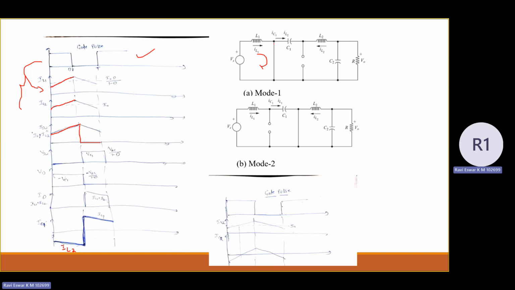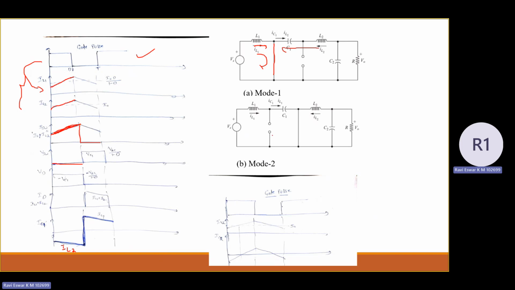So what is the current flowing in the switch? It is the sum of IL1 and IL2, since both are in charging state. That's why we draw a rising slope of the current. And what about the voltage across the switch? As the switch is turned on, you can approximately take the voltage across the switch as 0.